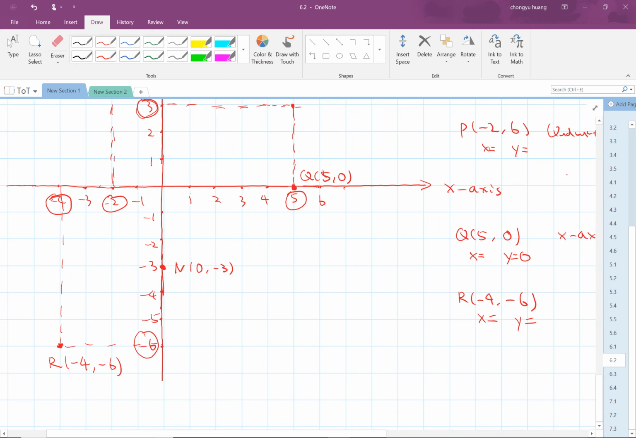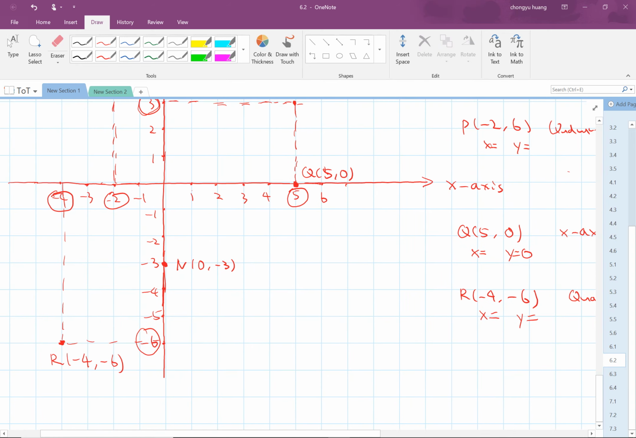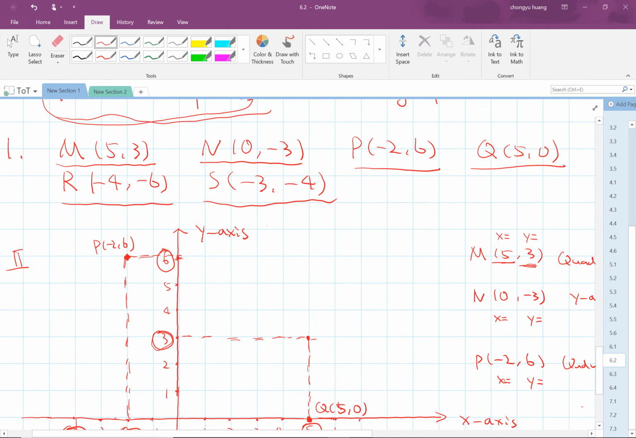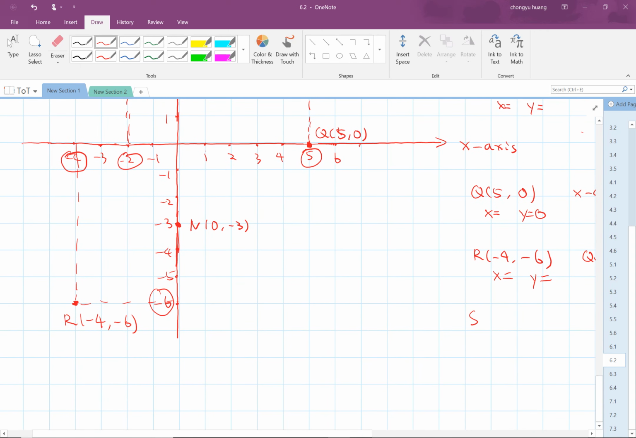And you can see this point is on coordinate 3, right? It's on quadrant 3. Then I think we are on our last point. The last point is S, -3 and then -4. So let me write it down. S, -3 and then -4. X equal to -3, y equal to -4.